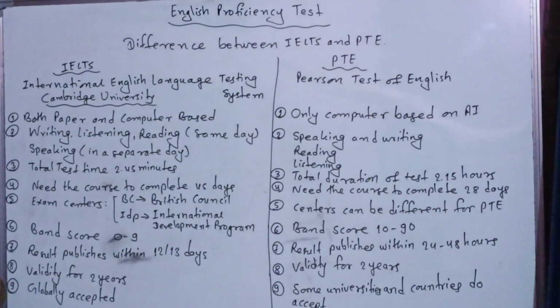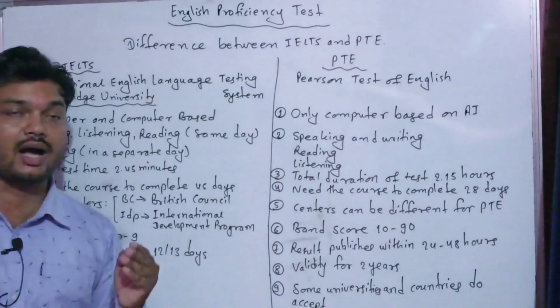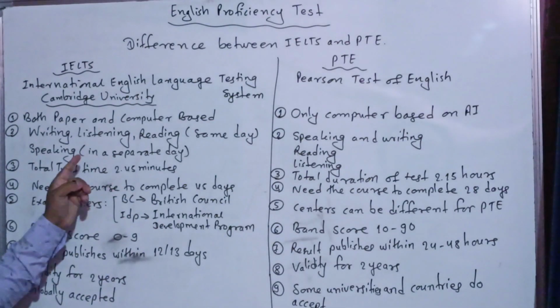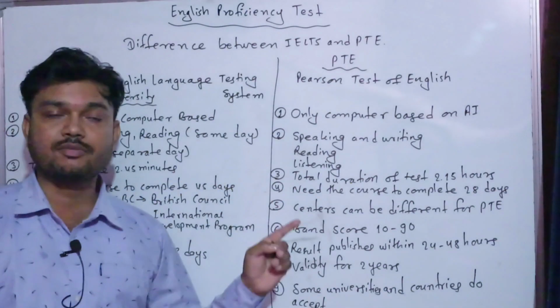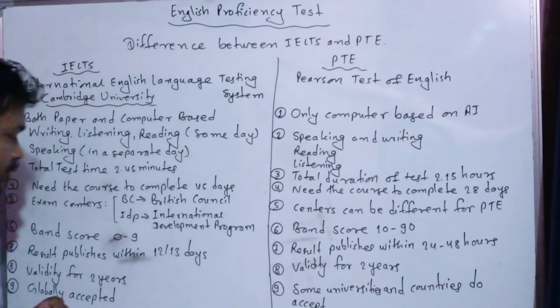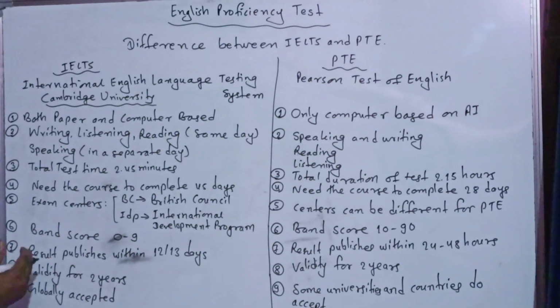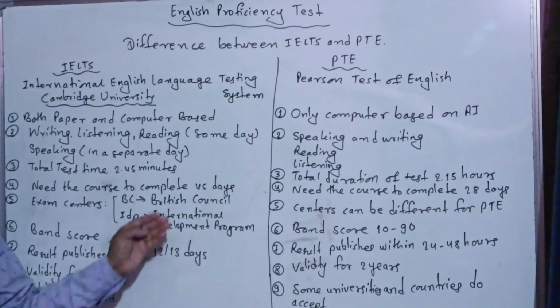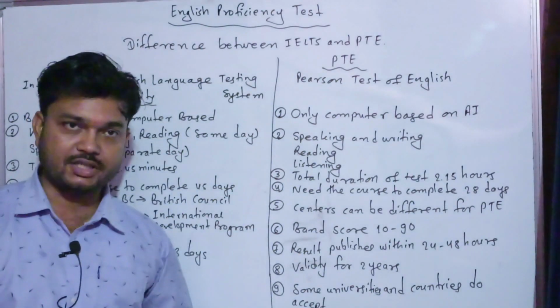The result is published within 12 to 13 days in IELTS after the examination day. For PTE, the result is published to you within just 24 to 48 hours. Similarly, the validity for IELTS is 2 years after the result publication, and PTE also has the same validity of 2 years.